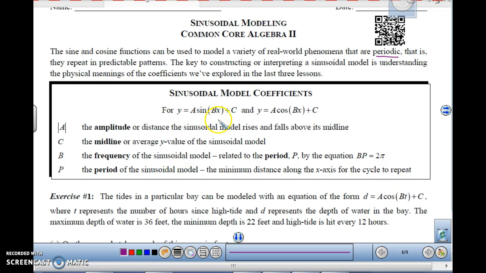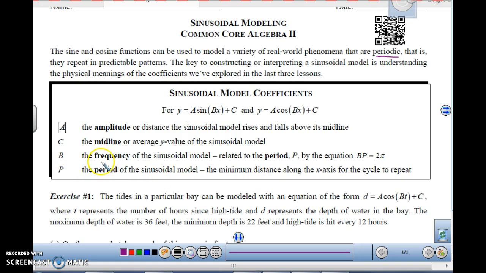For y equals a sine bx plus c and y equals a cosine bx plus c: the absolute value of a is the amplitude, or distance the sinusoidal model rises or falls above the midline. Remember, if it's negative, it's still a distance, so you use a positive distance, and the negative just means it's going to reflect over the x-axis. Okay, c is the midline. That's where you're going to be measuring your amplitude from. It kind of works as the axis when you move it up or down.